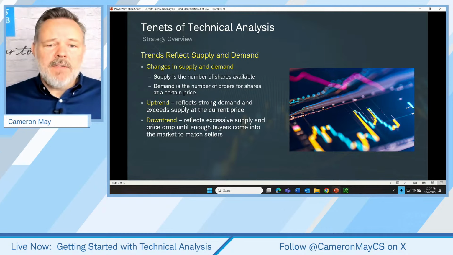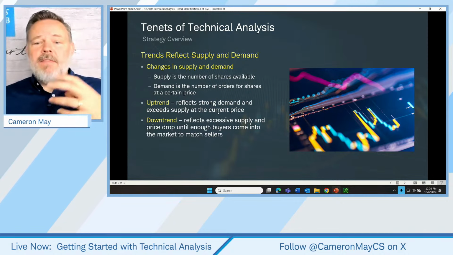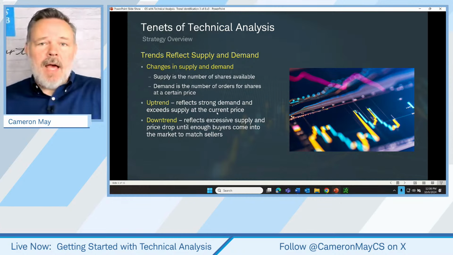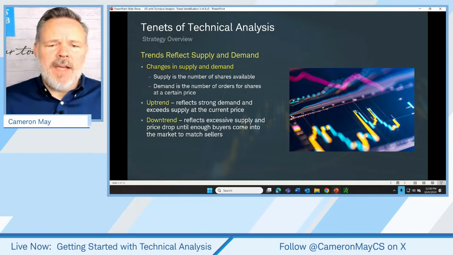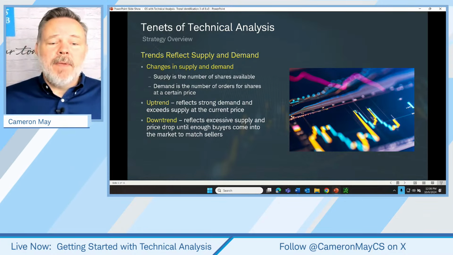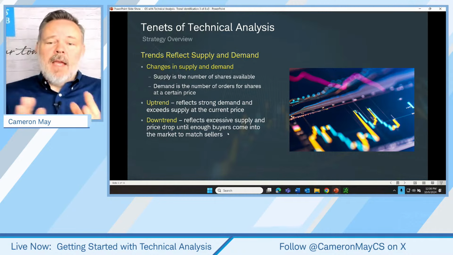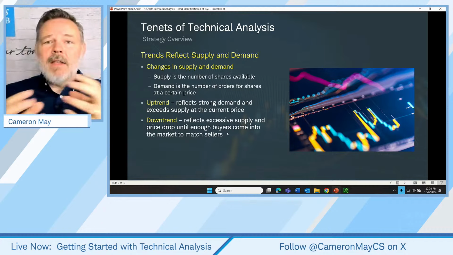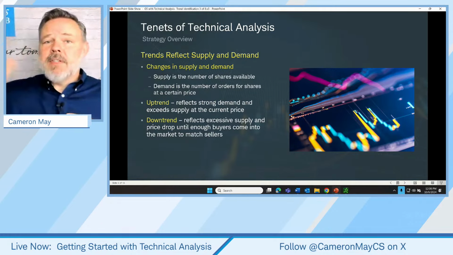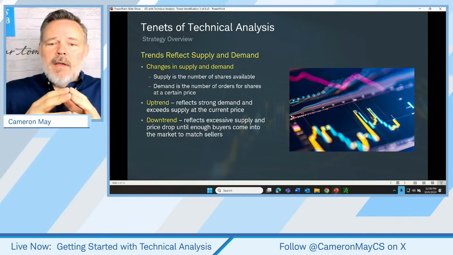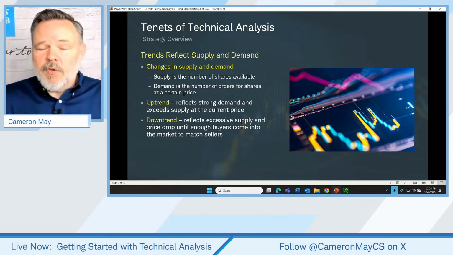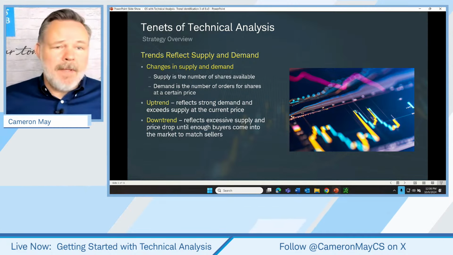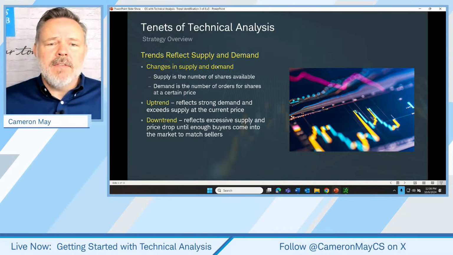Now, an uptrend reflects stronger demand that exceeds supply at the current price. So if there continues to be more and more demand exceeding supply, prices will tend to rise, and that can display itself in an upward trend. A downtrend reflects excessive supply, and then price will tend to drop until enough buyers come into the market to match the sellers. And for a technical trader, the assumption is if there's an imbalance between buyers and sellers, that imbalance may persist, and that may present an opportunity if they can recognize the trend and trade in the direction of that trend. Of course, none of it is a guarantee of performance on any individual trade, okay? But those are the basic tenets of technical analysis.